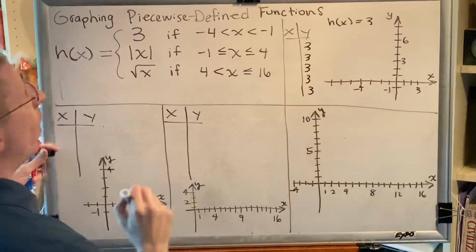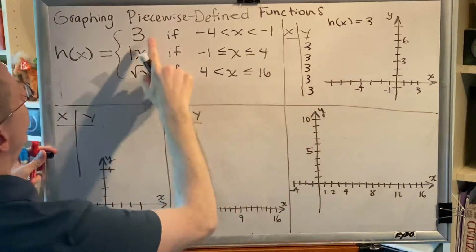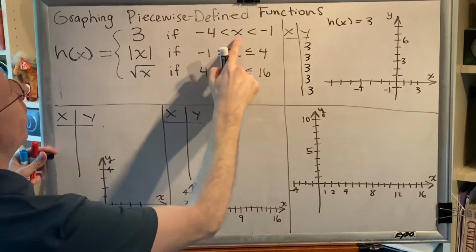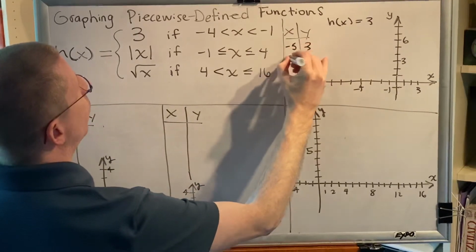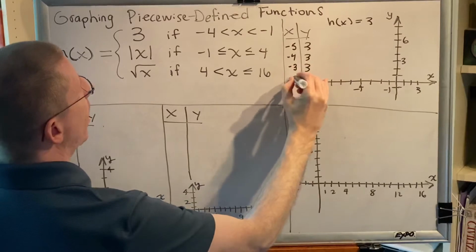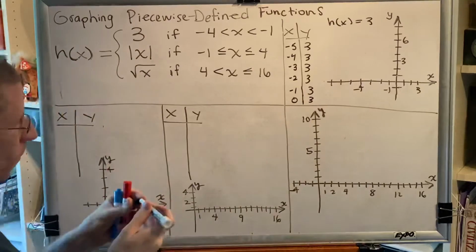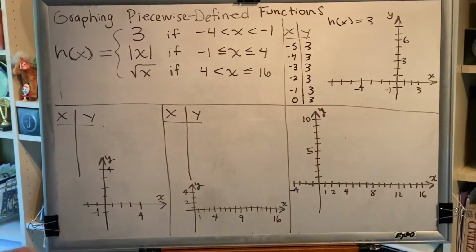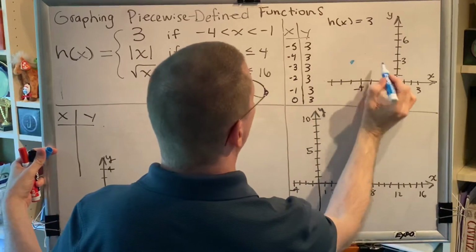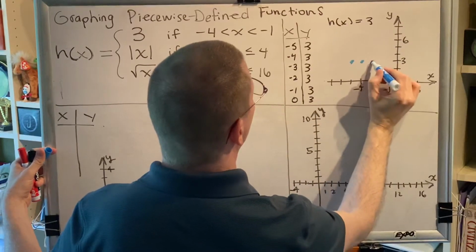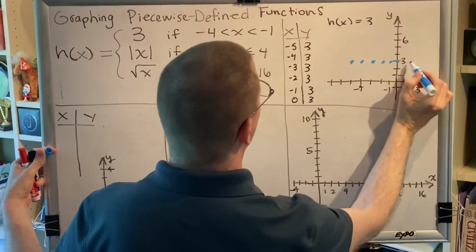And the x's, well, I'm going to be smart about this. Normally, I would just do -2 to 2 with my x's, but I'm only going to use this particular function if the x's are between -4 and -1. So let's do -5, -4, -3, -2, -1, and what the heck, we'll throw 0 in there as well. All right, so let's plot these points. So -5, 3 would be here. -4, 3 would be here. -3, 3, -2, 3, -1, 3, 0, 3.